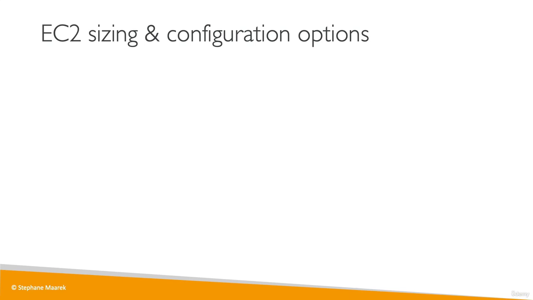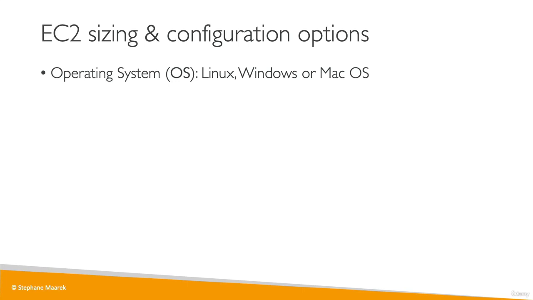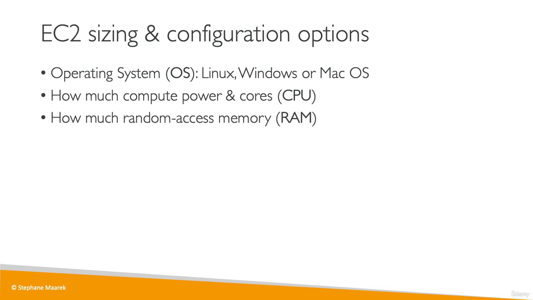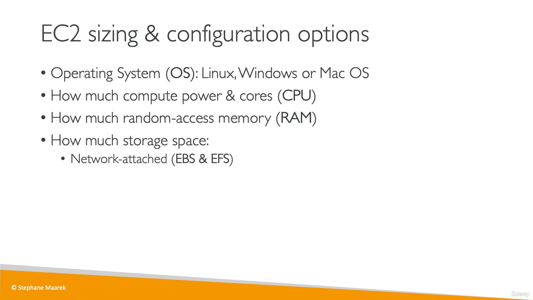So EC2, what can we choose for our instances? So our virtual servers that we rent from AWS. So what operating system can we choose for our EC2 instances? 3 options: Linux, and it's going to be the most popular, Windows, or even Mac OS. How much compute power and cores you want on this virtual machine. So how much CPU. Then you need to choose how much random access memory or RAM you want, and how much storage space. So for example, do you want storage that's going to be attached through the network? And we'll see about it with EBS or EFS. Or do you want it to be hardware attached? In this case, it will be an EC2 instance store, and with a whole section on storage, so don't worry about it.